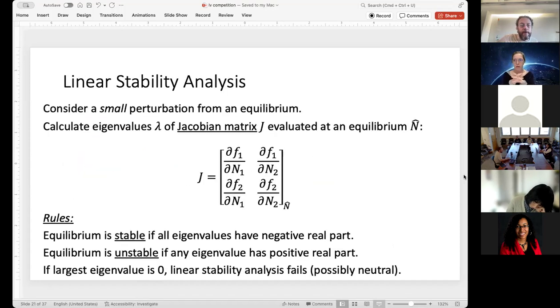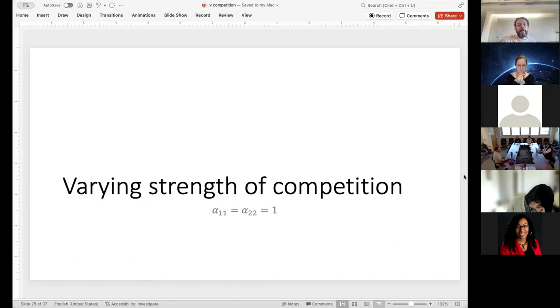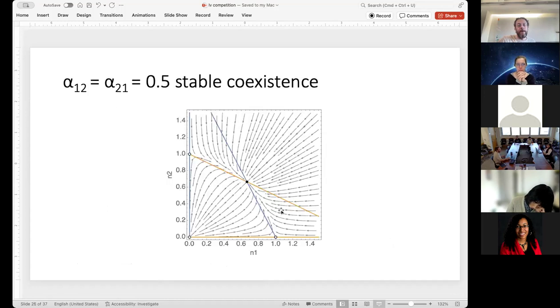Okay, so that was the mathematical examples. All right, so now let's just take a quick tour through phase planes, and we're just going to vary the strength of competition. I'm going to make it so that the species are otherwise symmetric in this particular example, so equal intra-specific competition coefficients.